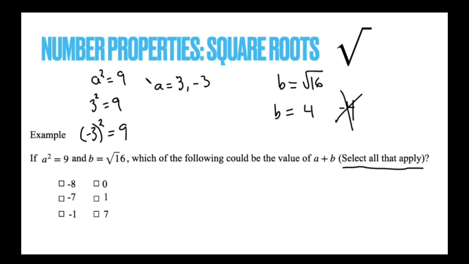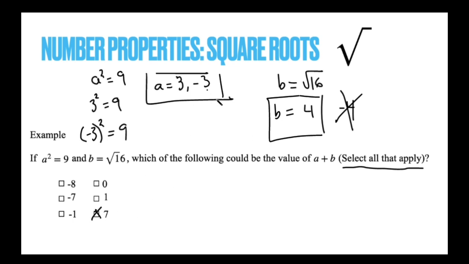So with that said, we can answer this question now. A could equal 3 or negative 3. B is equal exclusively to 4. What's the value of a plus b? Well, it could be 3 plus 4, 7. It could also be negative 3 plus 4, which is 1. So 1 and 7 are the answers to this question.